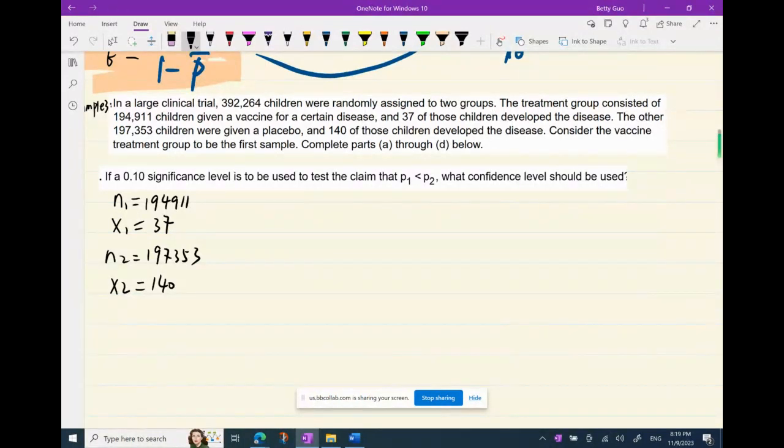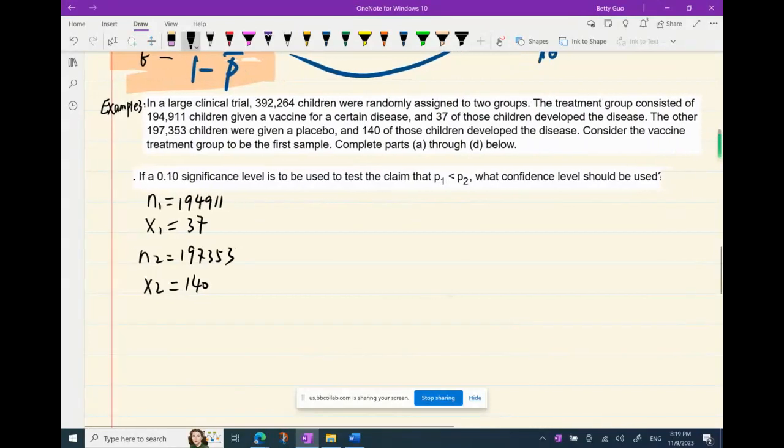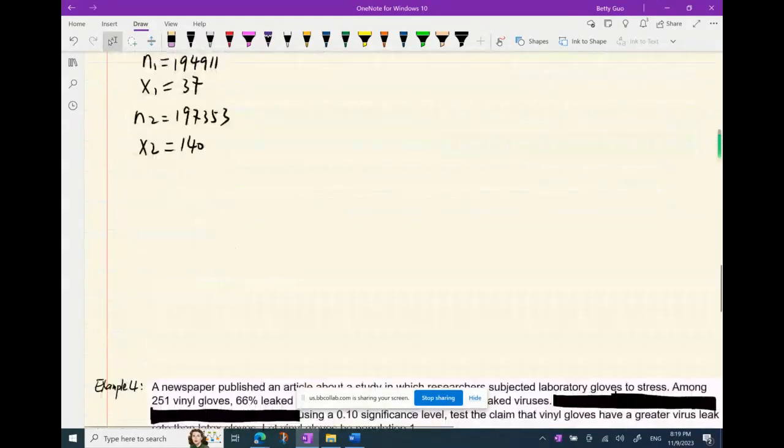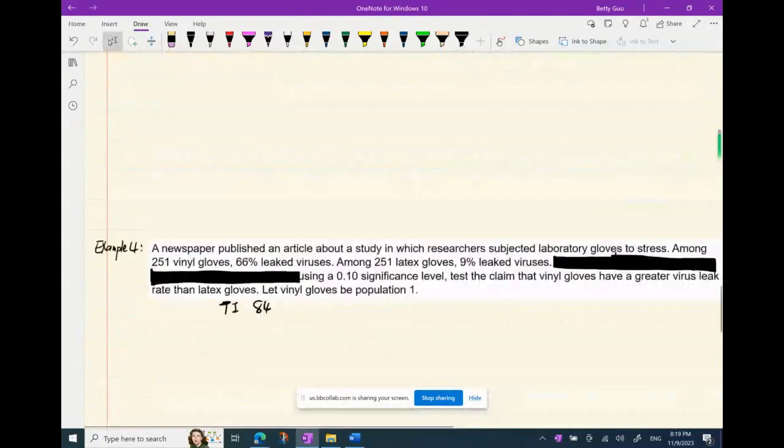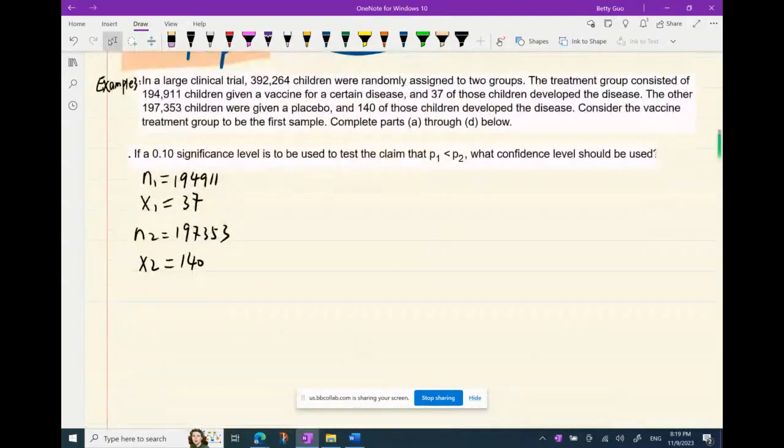Consider the vaccine treatment group to be the first sample. Complete part A through part D below. I think we just test the claim. Alpha is given as 10%, very high. The original claim, OC, is P1 less than P2.